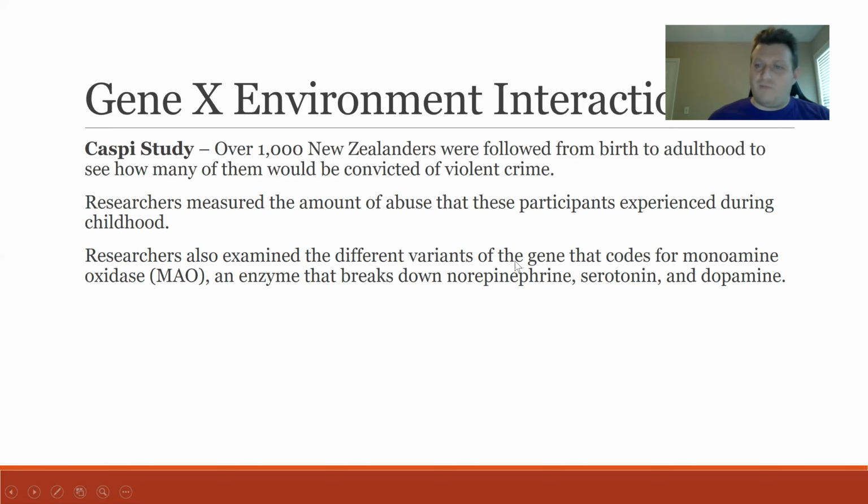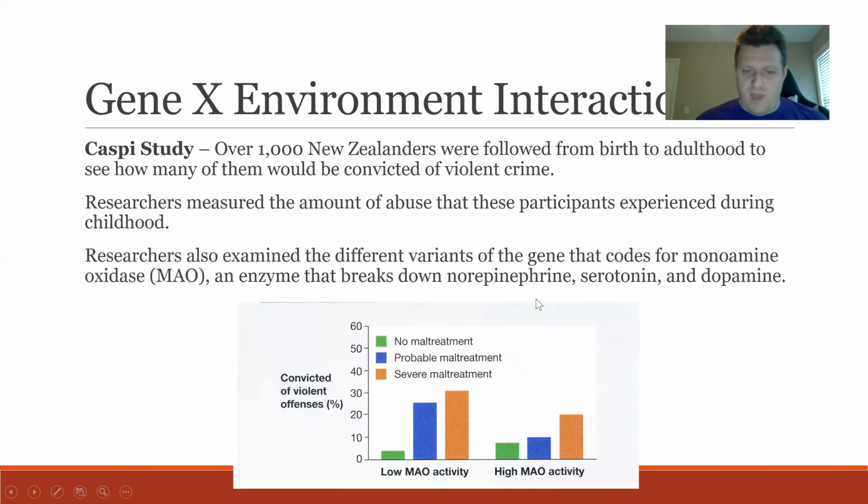They also looked at different variations of a gene that codes for monoamine oxidase. Monoamine oxidase is an enzyme that breaks down some neurotransmitters in the synaptic cleft, so neurotransmitters like norepinephrine, serotonin, and dopamine. One version of monoamine oxidase does a very good job of breaking these down in the synaptic cleft. One version does not do a good job of breaking it down, so there's more neurotransmitters for one version. The specifics of the gene are not important. What's important is the interaction between the abuse and the version of the gene that you have.